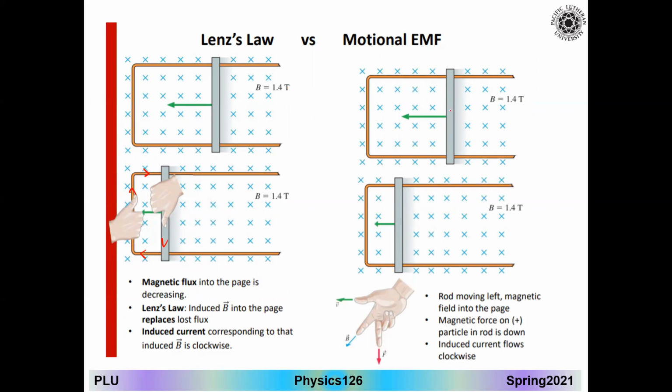So if I have a positive charge here, the force will point up, and the positive charge will be collected here and the negative charge here. According to that, the direction of the current will be the same direction as the current in the Lenz's law case. So either way you can identify the direction of the induced current, but Lenz's law is more general.